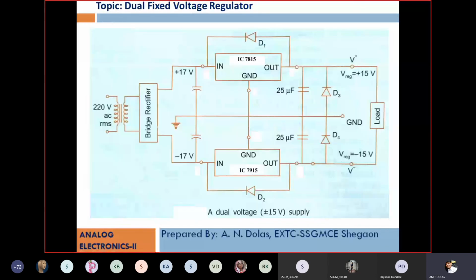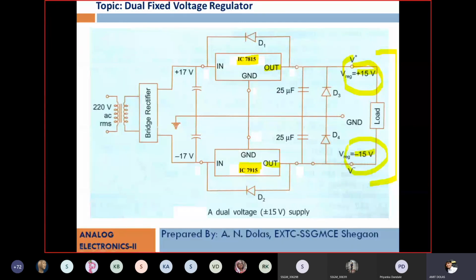And the last is, if you are using two ICs, that is 78 series and 79 series, in this fashion, then it will be a dual power supply. You can see IC 7815 and IC 7915. IC 7815 will provide you plus 15 volt output, fixed. Then IC 7915 provides you minus 15 volt output, which is fixed. And if you connect the circuit in this fashion, it will have a dual power supply with plus minus 15 volt as shown in the diagram.